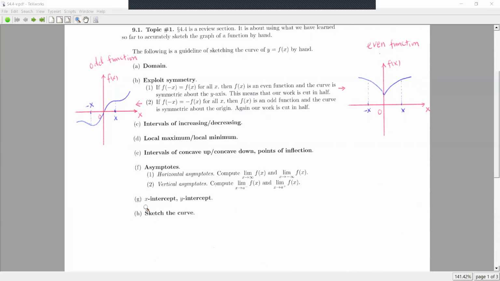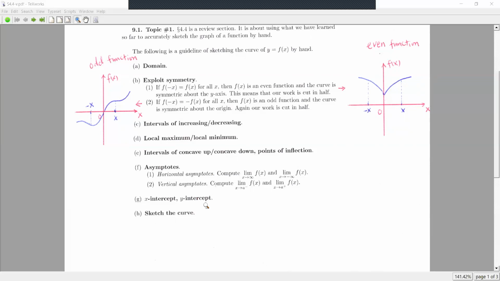Step 7, determine x-intercept, y-intercept. That means determine where the graph of the function crosses the x-axis and y-axis. To find the x-intercept, set y to 0 and solve the equation f of x equals 0. Solve this equation for x. Then the x is the x-intercept.